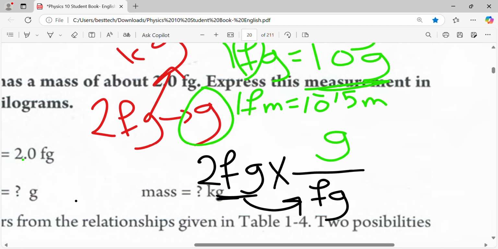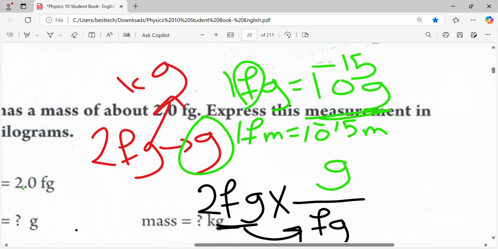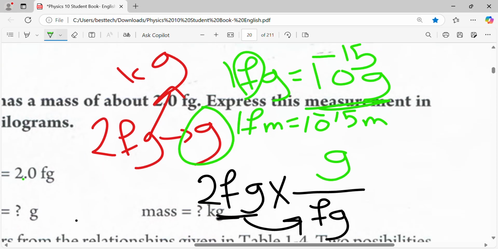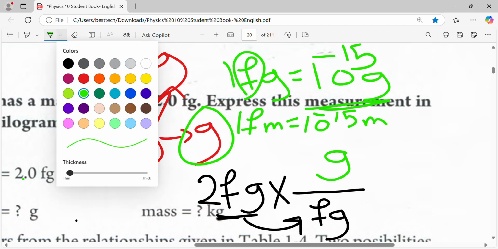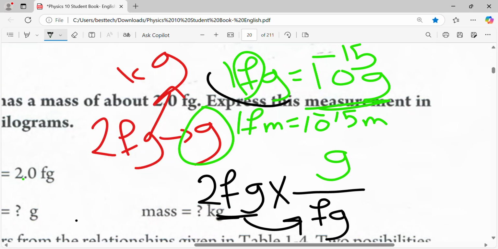Okay, so look, 1 femtogram equals 10 power negative 15 gram. Okay, look, baba. We have 1 femto. So in here, we have to write 1, because according to the rule, we have 1 femto. In the up, look, we have 10 power negative 15 gram. So next to the gram, we have to write 10 power negative 15.